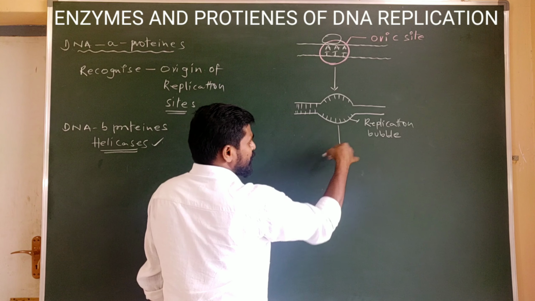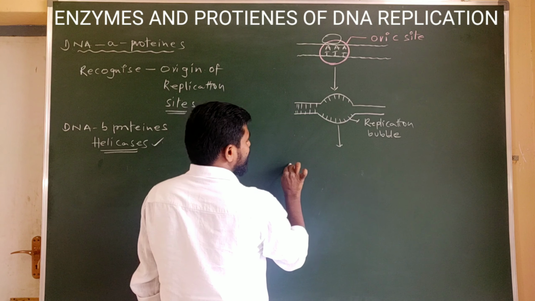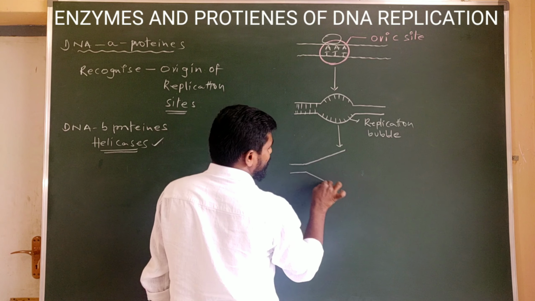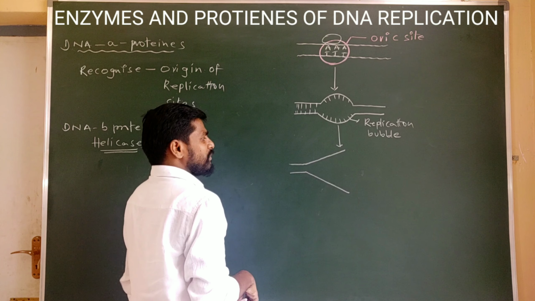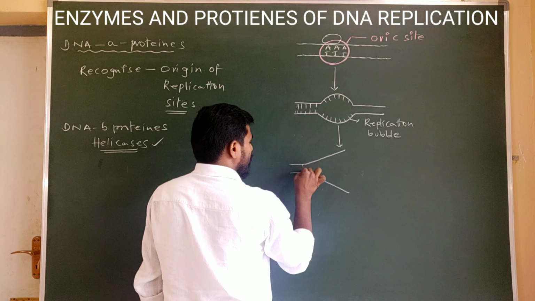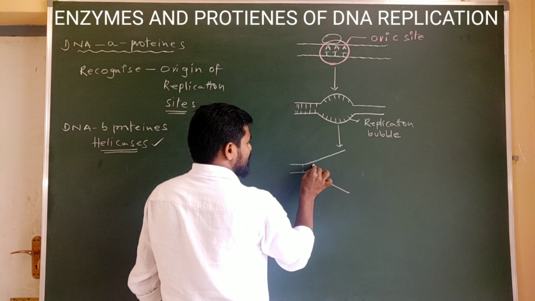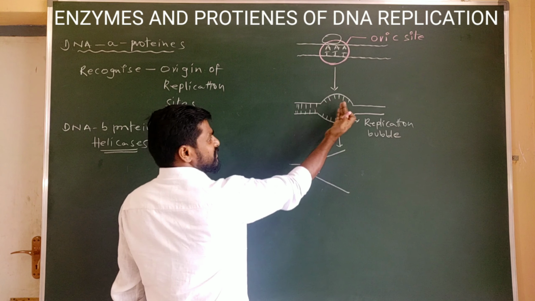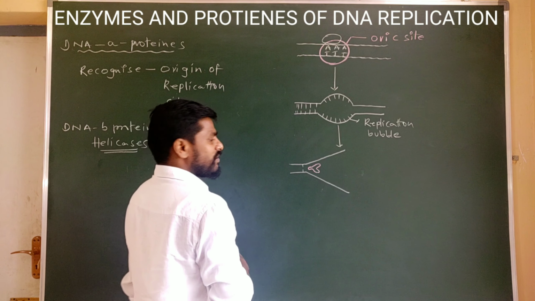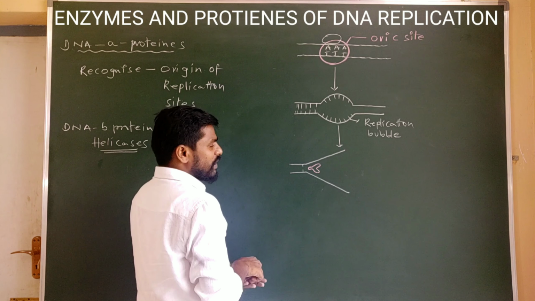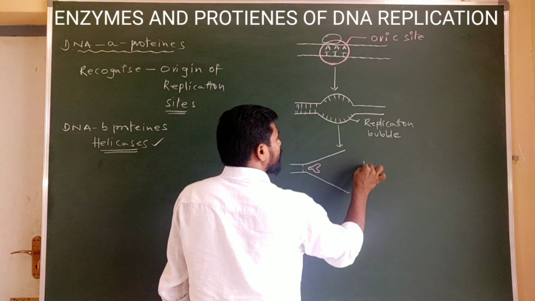Let us see the action of helicases. These helicases unwind the DNA by cleaving the hydrogen bonds beyond the replication bubble, thereby forming a replication fork. So this is the enzyme helicase, which goes on further from this replication bubble by cleaving hydrogen bonds, so that it forms a Y-shaped structure. That is what we call a replication fork.